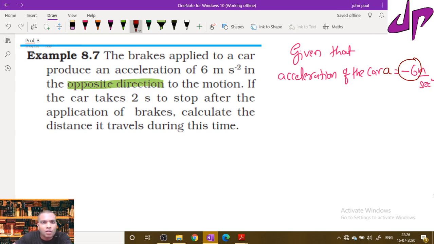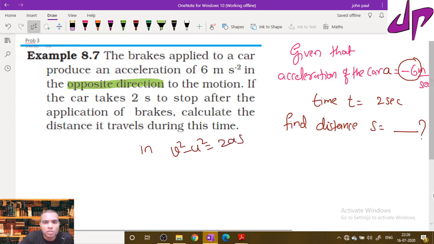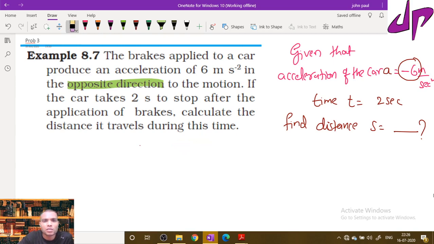And from the problem I got that time t equal to 2 seconds. We need to find distance, s equal to how much. To find distance s, we are using the third equation of motion, v square minus u square equal to 2as. To apply the third equation of motion to find distance, I need to know what the u value is. So for that, first we will figure out what the u value is.